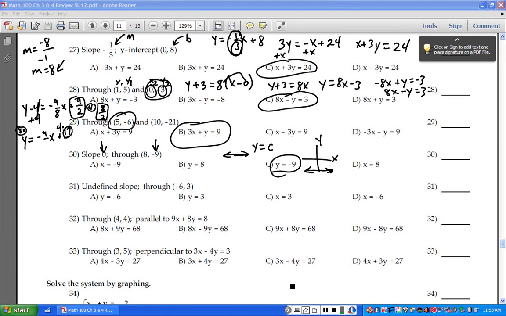So for number 33, D, now we're talking perpendicular. So we need to find the slope in this equation by putting it in y equals mx plus b form. So I end up with negative 4y equals negative 3x plus 3, because I subtract 3x from both sides to get the y by itself. Divide everything by negative 4. y equals positive 3 over 4x, because a negative 3 divided by a negative 4 is a positive 3 over 4. And now 3 divided by a negative 4 is a minus 3 over 4.